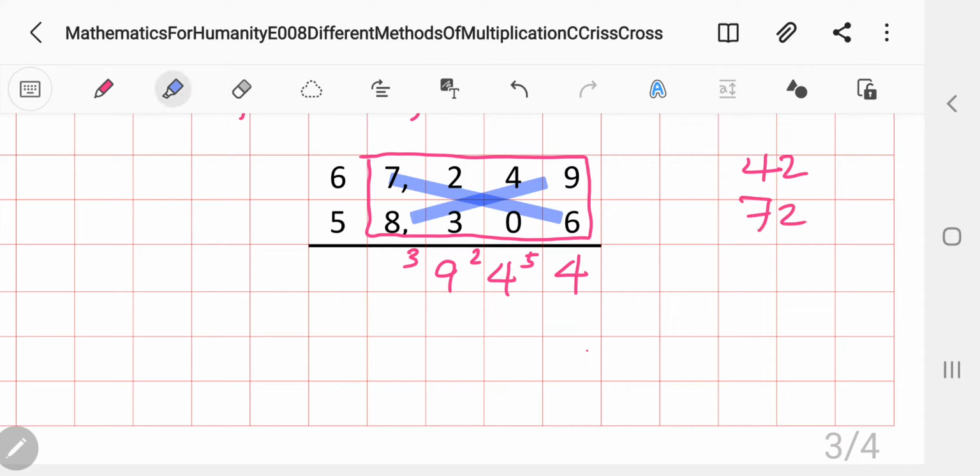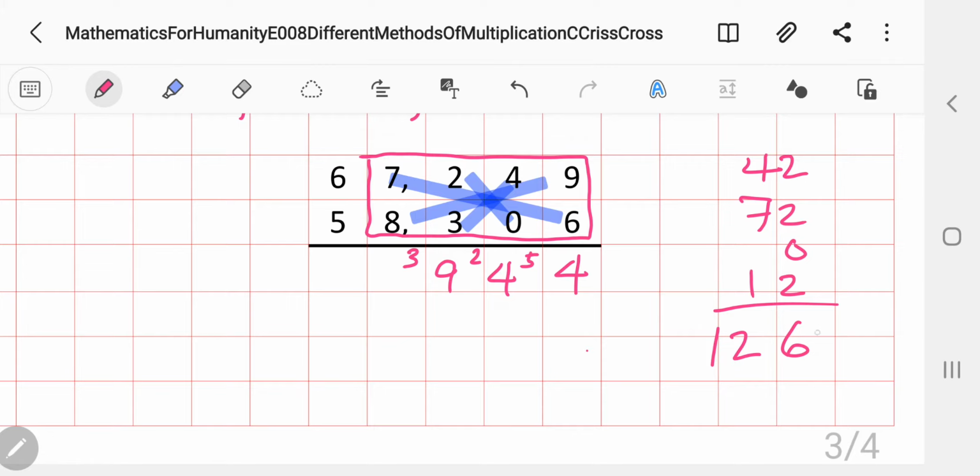Here, and then we have 2 times 0 would be 0, and then we have 3 times 4 would be 12, so that's 12 here. 2 plus 2 plus 2 would be 6. 4 plus 7 plus 1 would be 12. So that's 126.